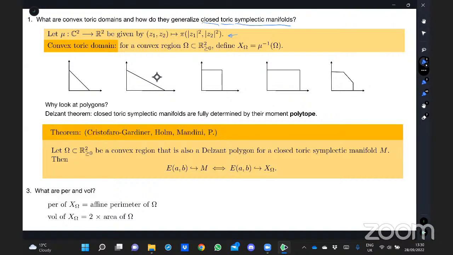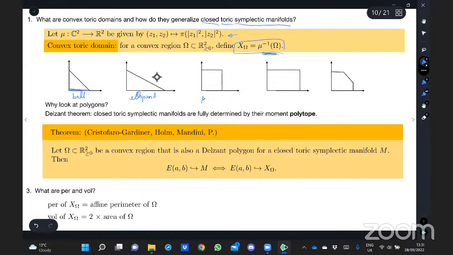And a convex toric domain is simply the inverse image by this function of some convex region in the positive quadrant. Okay, so for example, if my convex region is a triangle here, then using the definition of the function, now realize that this is a ball with capacity the length of this side of the rectangle. And this one would be an ellipsoid, like I defined earlier.